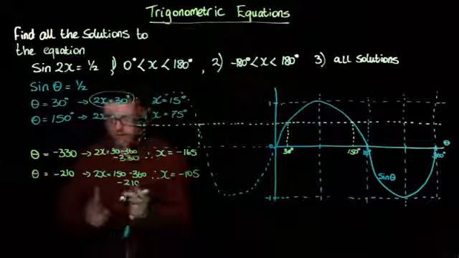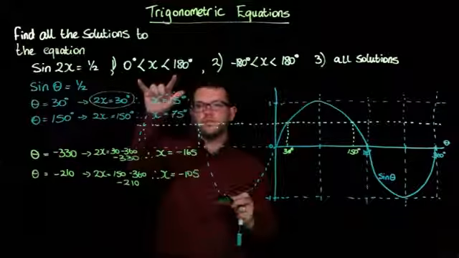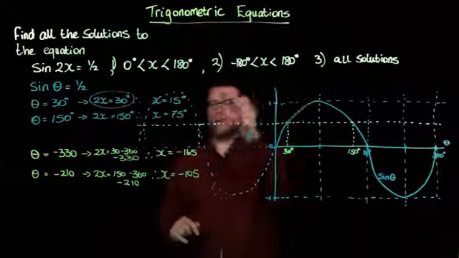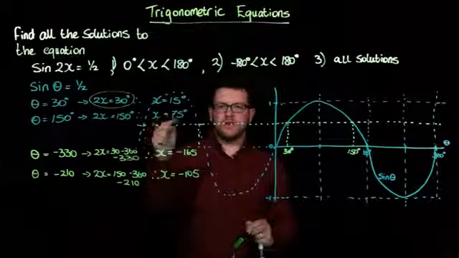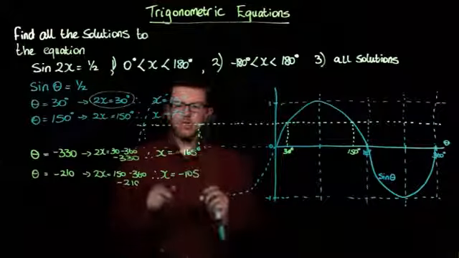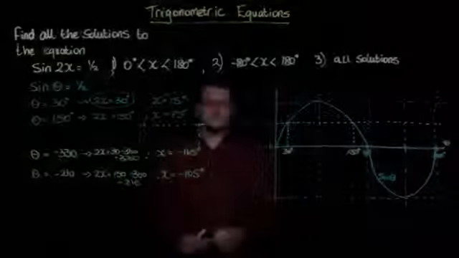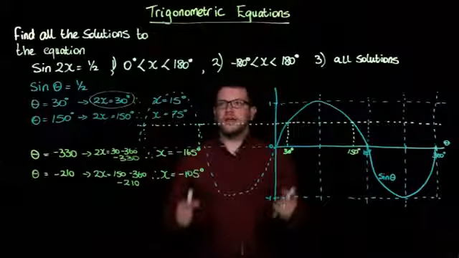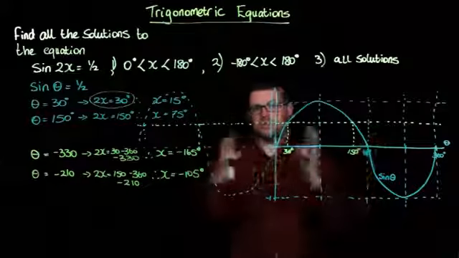And now what we have is 4 solutions in this range. Where we had 2 for the first one, we now have 4 here. So we've got x is equal to 15 degrees, x is equal to 75 degrees, x is equal to minus 165 degrees, and x is equal to minus 105 degrees. And so we've seen here, when we change the range, what happens. We just see that it has shifted.